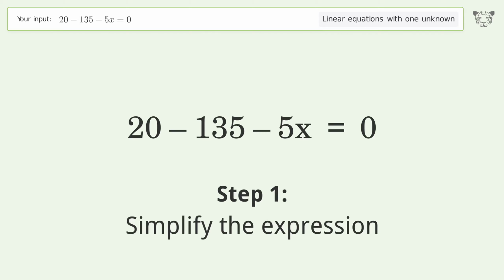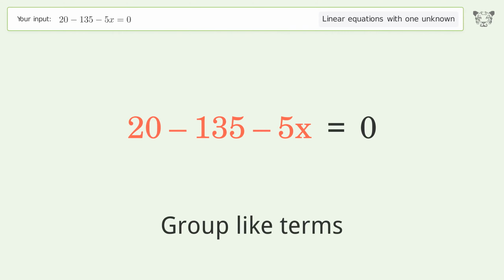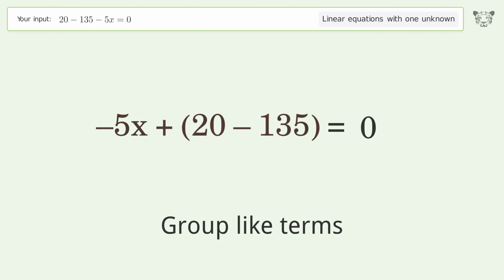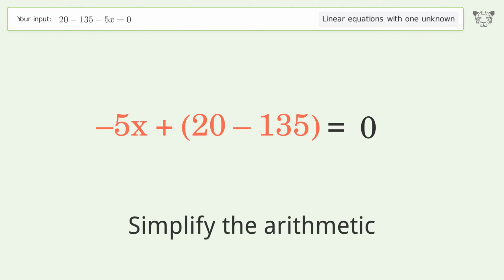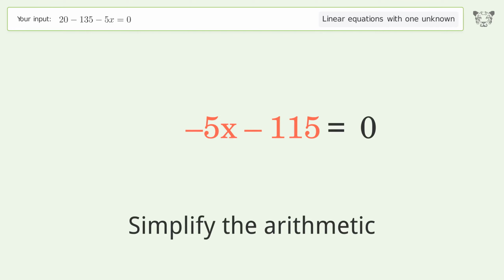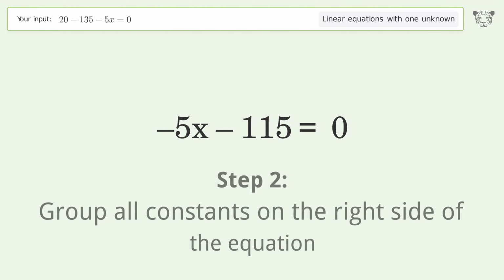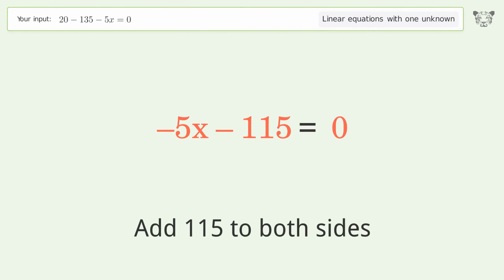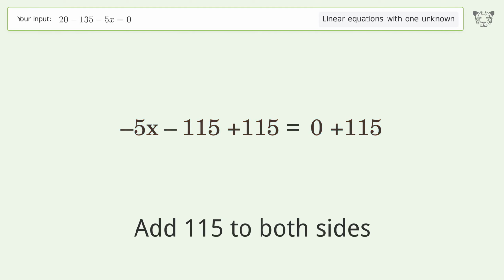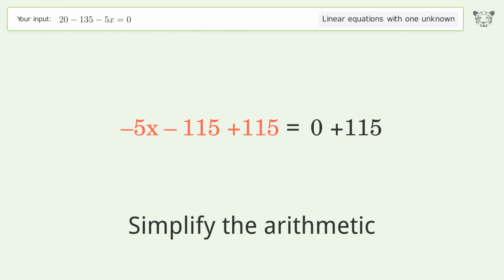Simplify the expression. Group like terms. Simplify the arithmetic. Group all constants on the right side of the equation. Add 115 to both sides. Simplify the arithmetic.